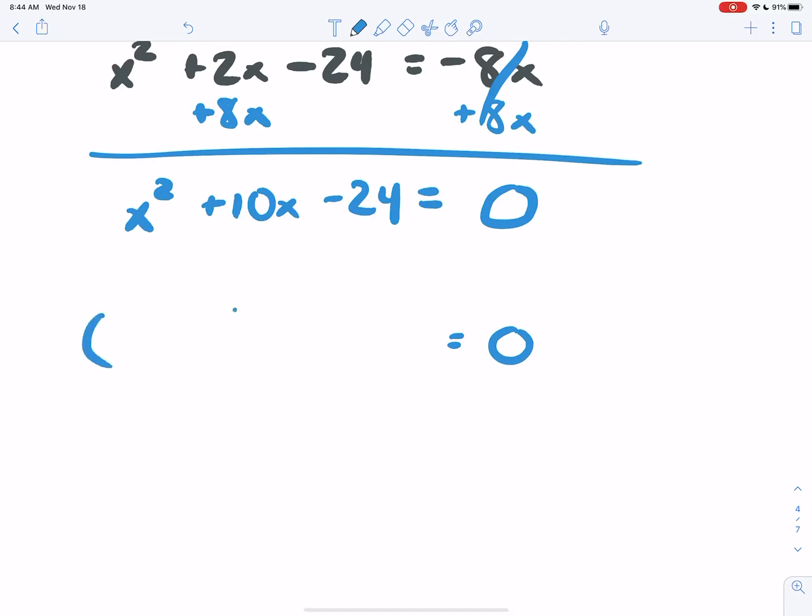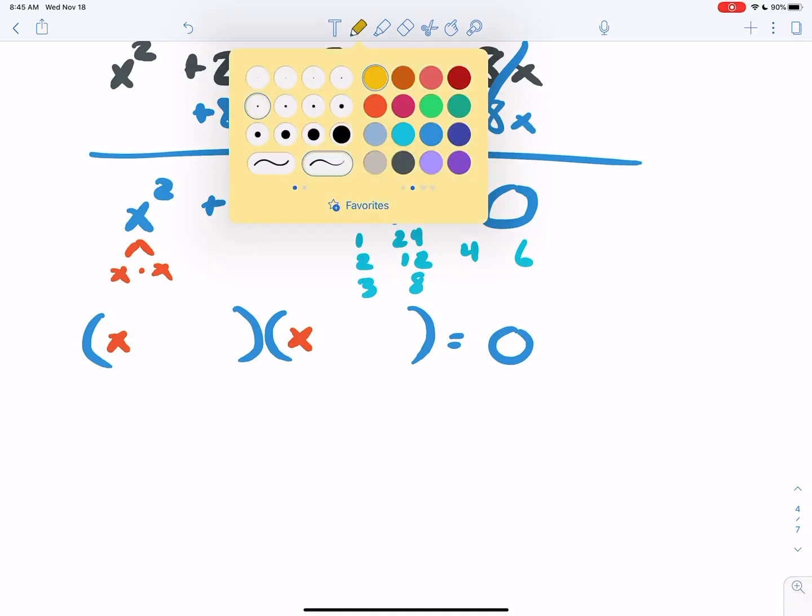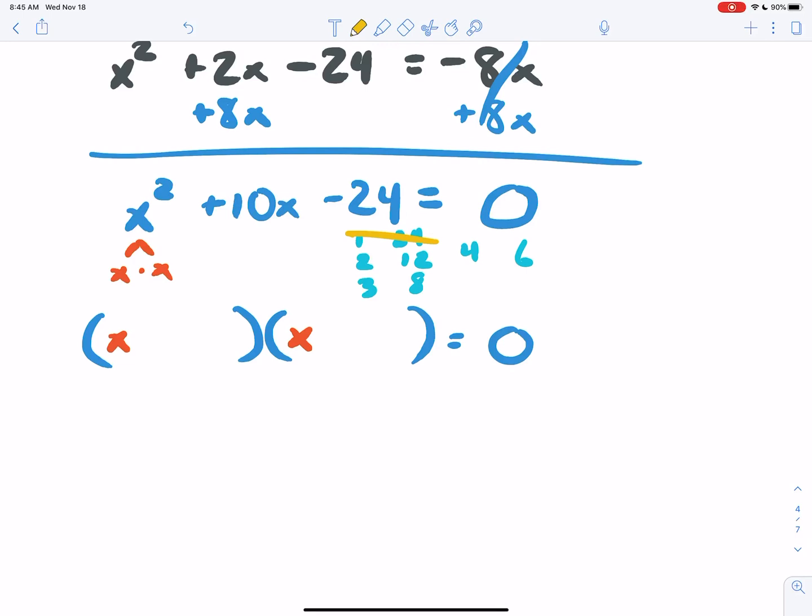We need our product to use the zero product property, right? So here is x times x, so I'll put that in there. Now here is a -24, so I could do 1 and 24, 2 and 12, 3 and 8, 4 and 6. Okay? But I want to end up with a positive 10x. So I know that 1 and 24 will probably not work, and 3 and 8 will probably not work, because there's no way of getting 10 out of it. Okay? Now here's a big misconception. It could either be 2 and 12 or 4 and 6.